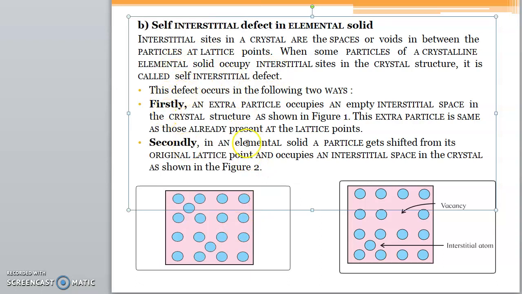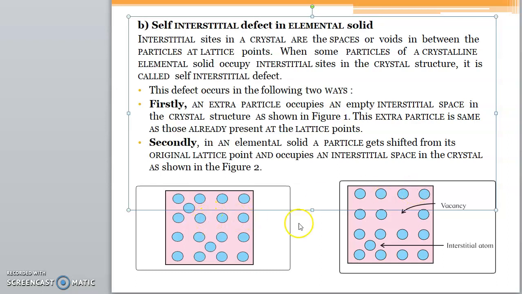Okay, so there are two ways of having this defect. This defect occurs in the following two ways. The first you can see in this diagram here, and second over here. In the second, what has happened is there is a vacancy created, and that particle which has created the vacancy has gone and occupied this interstitial position. Interstitial position is a position in the center or somewhere in between, away from a normal pattern.